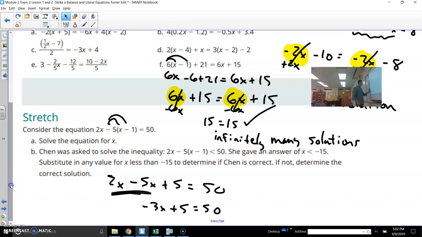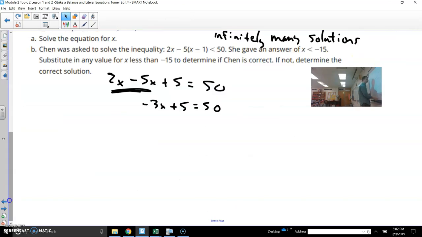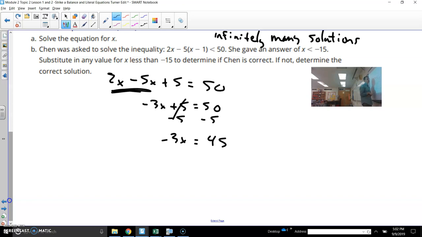And so we're going to keep on trying to get x by itself. Use the subtraction property of equality to subtract 5 from both sides. And then let's divide by -3 to get -15.